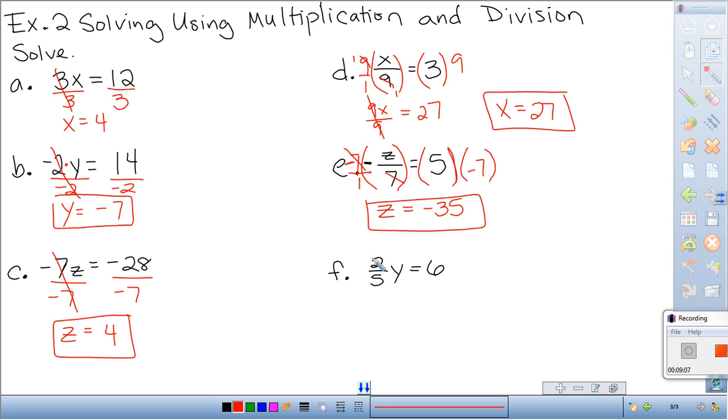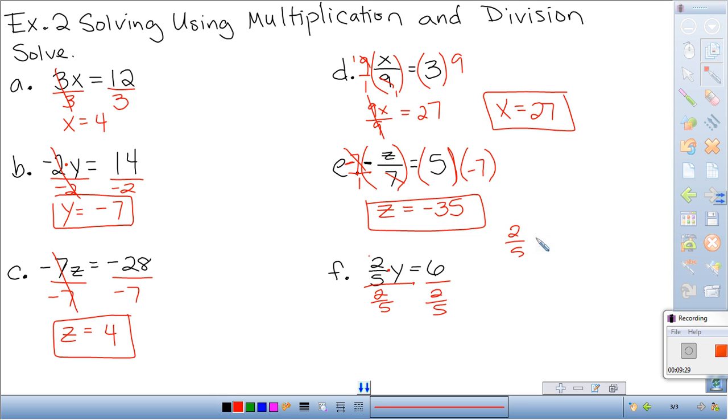Last one, F, 2/5 y. So this is a little different. It's not just our variables being divided by a simple number. Now it's 2/5 times y. So usually we say, okay, well, the opposite of multiplying would be to divide, but we know we can't divide fractions. So instead of dividing these fractions, what would we do?